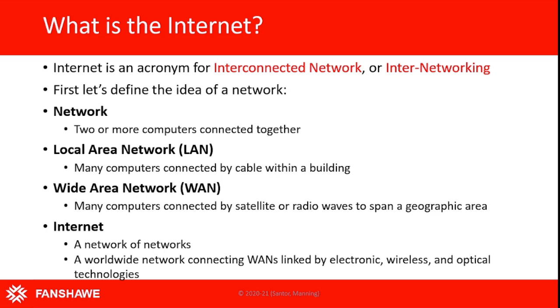When we say network, these are two or more computers connected together. And we can classify a network based on the number of computers connected to it. If we are looking at the connection of computers using cables within buildings, these are usually classified as a local area network, or LAN. But when it spans a bigger geographic area, we refer to it as a wide area network, or WAN. They could be connected by satellites and radio waves.